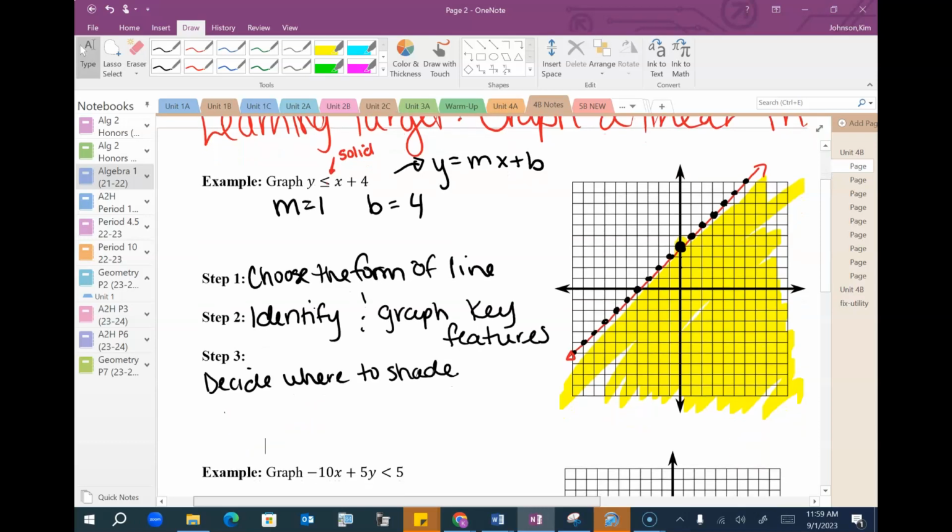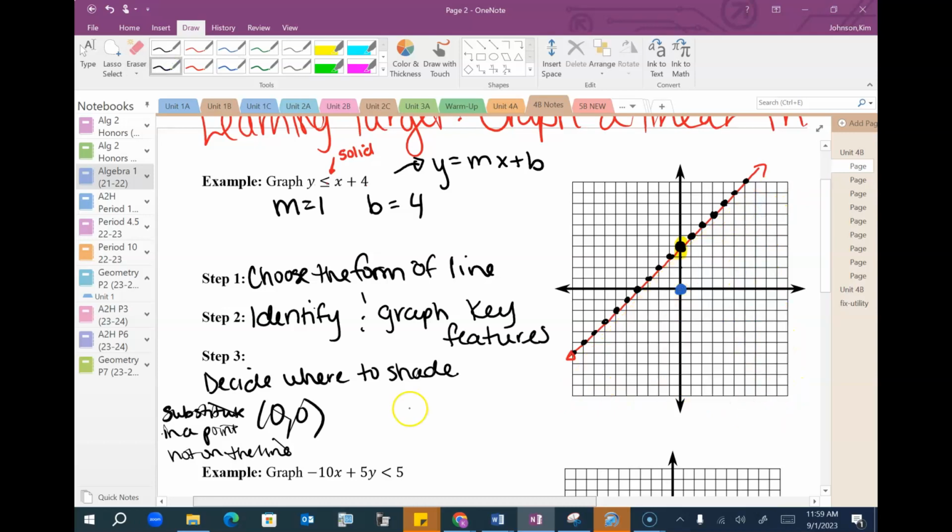Okay, another way that you can do this is you can substitute in the point 0, 0, or any point that's not on the line. So for me, this was 0, 0, and I'm going to highlight where 0, 0 is. Okay, this is before I decide where to shade, right?